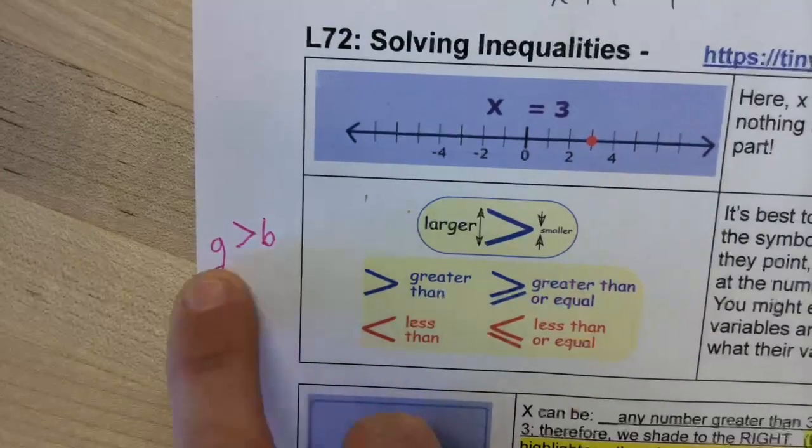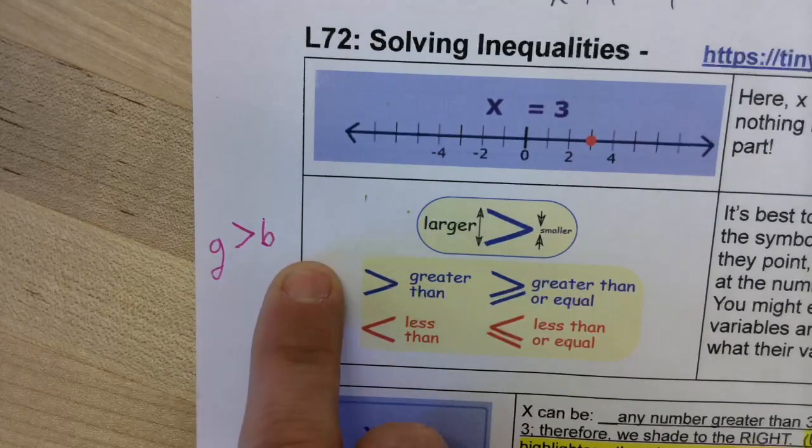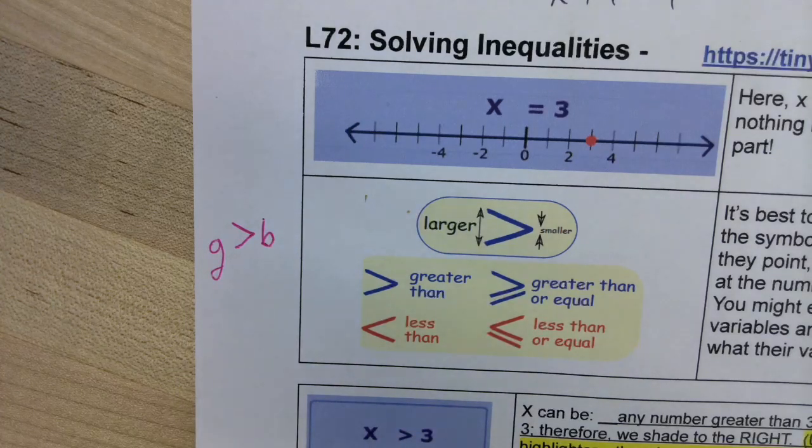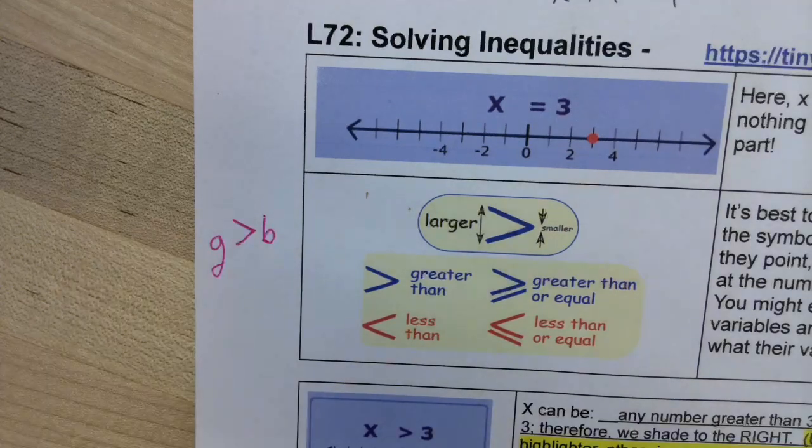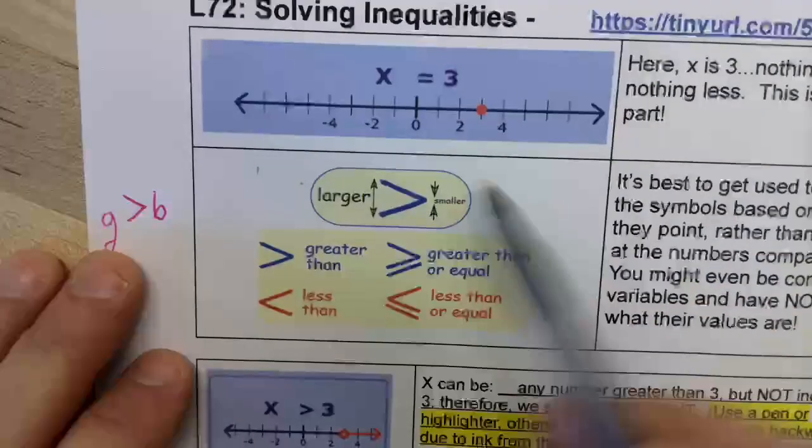Now, I use 2 letters. We don't know what the numbers are, but I'm making a comparison, so I'm showing a relationship between 2 quantities, even if you don't know what number the quantity is. Now, we need to also make sure we know how to read these.